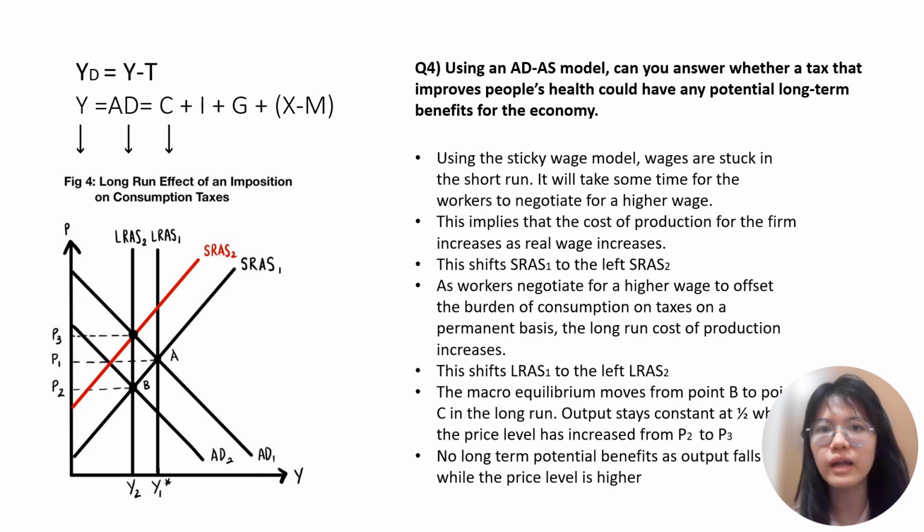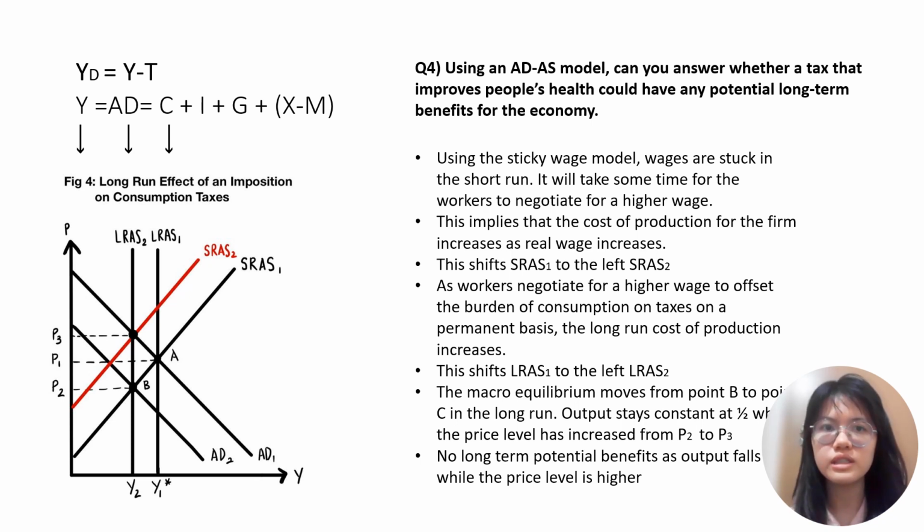However, this is only part of the story. Workers might negotiate for higher wages as a response to the permanent tax burden on their consumption. In the long run, as workers secure higher wages, the cost of production for firms further increases, shifting the long-run aggregate supply LRAS to the left from LRAS1 to LRAS2.